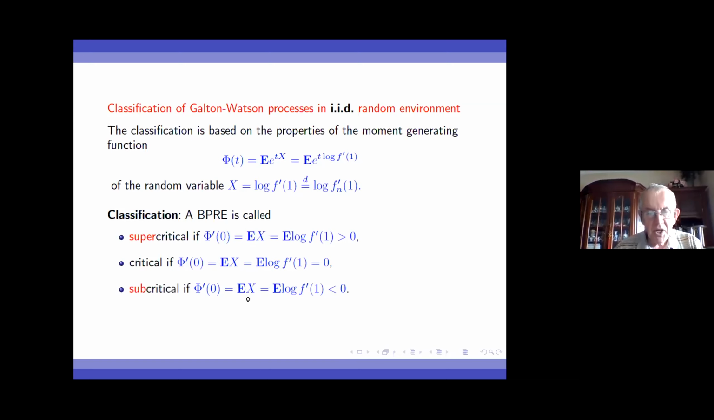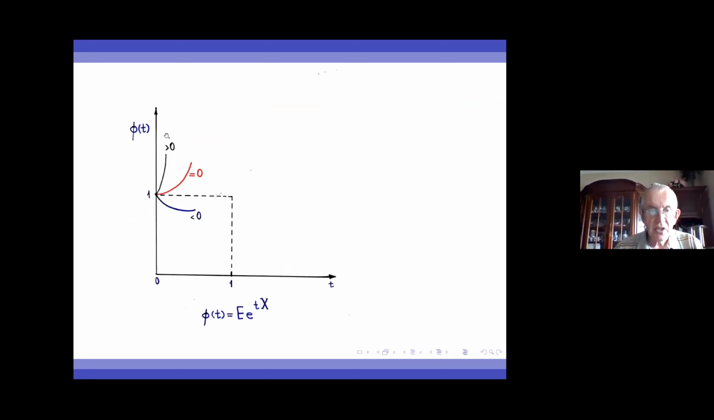It is better to see this by pictures, so this is just the classification. If we have this moment generating function, the process in random environment is called supercritical, critical or subcritical depending on whether the derivative is positive, equal to 0, or negative. This just splits the total amount of branching processes with immigration into three big classes. Of course, these are not all classes for branching processes in random environment, but we concentrate only on these cases.